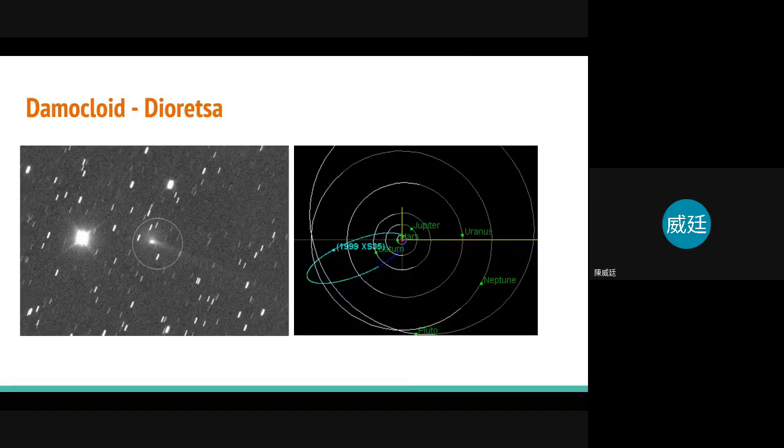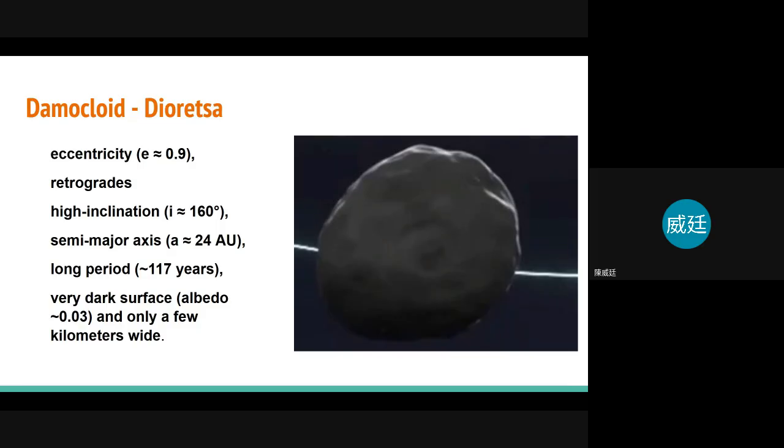Given the asteroid data set, we're looking at some classes that only have support of 1 to 15 samples. A vivid and realistic example is called Damocloid. Damocloids are like asteroids, and an example object is Dauritta. Okay, next slide. Dauritta has a very high eccentricity, is retrograde, has high inclination, a large semi-major axis, a long period, a very dark surface, and is only a few kilometers wide. It's a pretty weird one.